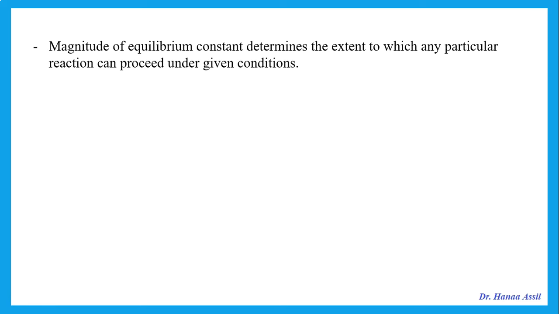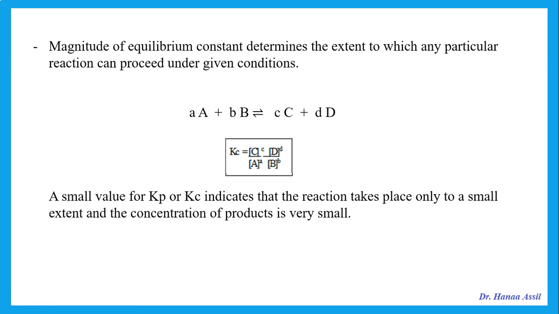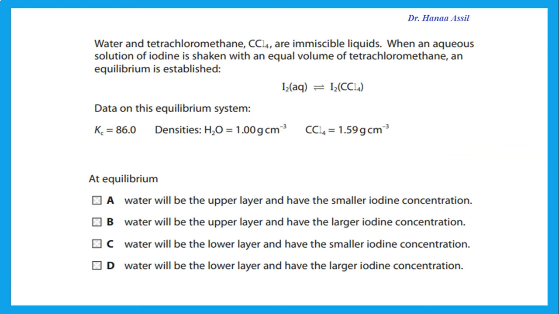Magnitude of equilibrium constant determines the extent to which any reaction can proceed. So if we have a certain reaction and the values for Kp and Kc are a small value, then that means that this reaction does not go forward a lot. Because if it's a small value, then the concentration of C and D will be less, and that means that the reaction does not go forward a lot.